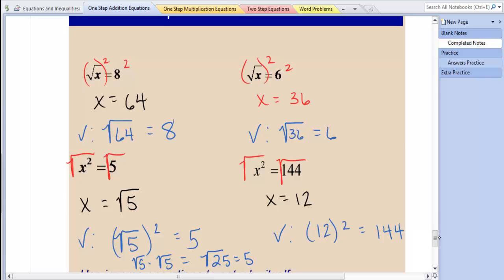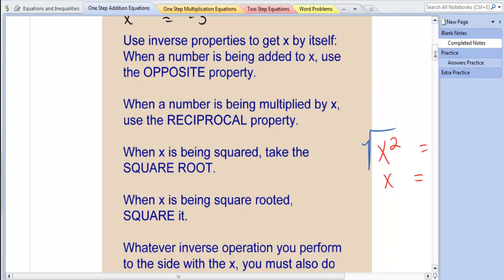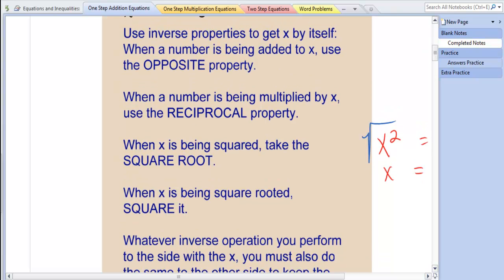And let's just review real quick for all of our different operations. So today we talked about when you are working with addition, when something's being added to x, and this includes subtraction because we're going to change subtraction to addition, then you're going to work with the opposite property and add the opposite of whatever number is being added to x to both sides. So whatever number is being added to x, you always add the opposite of that to both sides. And that is really the gist of what we've learned today with our addition equations. Now when we get to multiplication equations, we will be talking about reciprocals.